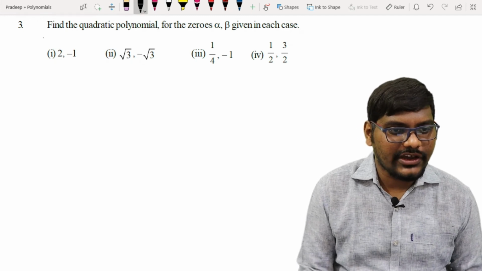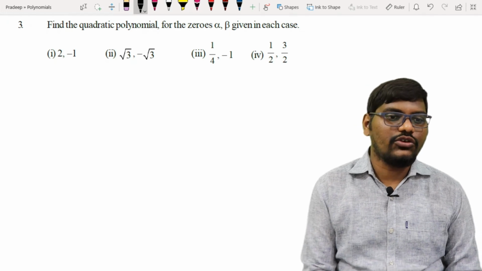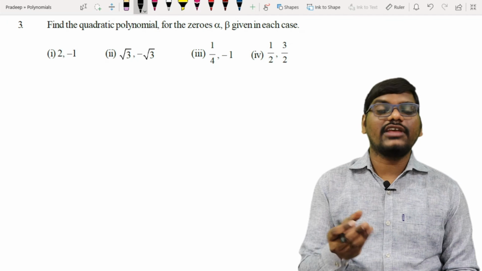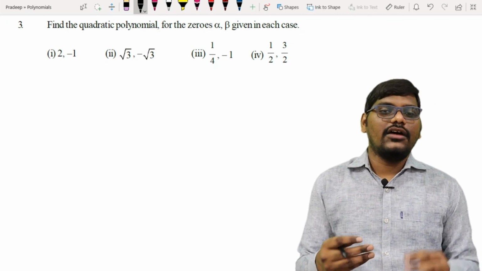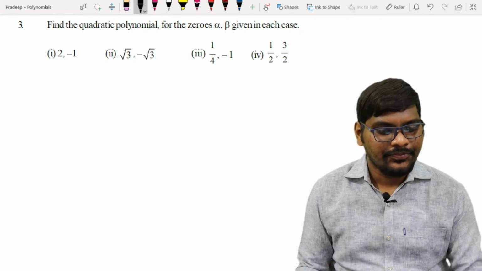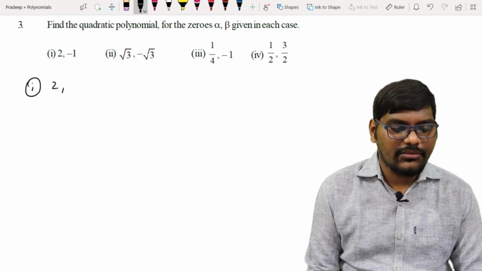The question is, find the quadratic polynomial for the zeros alpha beta given in each case. So here the zeros of the polynomial are given in each case. That is, they have given the roots. By using these zeros of the polynomial, we have to find the polynomial. So let's go forward. The two values they have given here are 2 and minus 1.